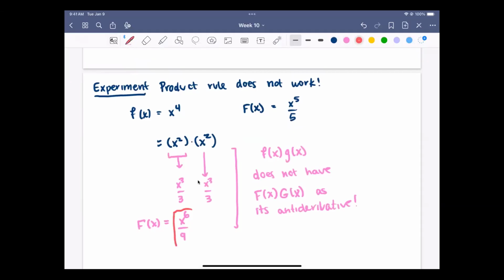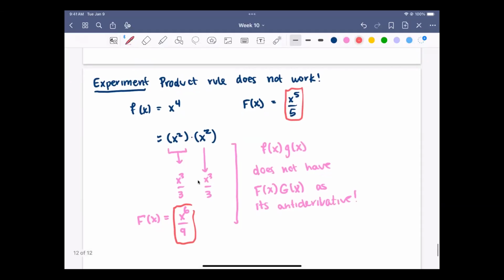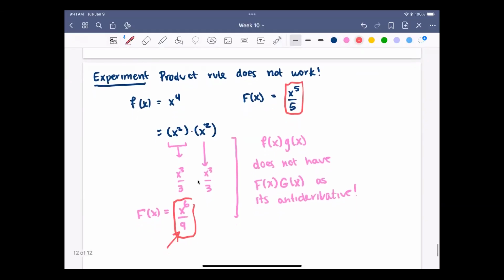Because these two things do not equal each other, right? And additionally, I can take the derivative of this thing and see that I don't get the right answer. So if I take the derivative of this, that's going to be 6 over 9 x to the 5th, which is not x to the 4th. Does that make sense?